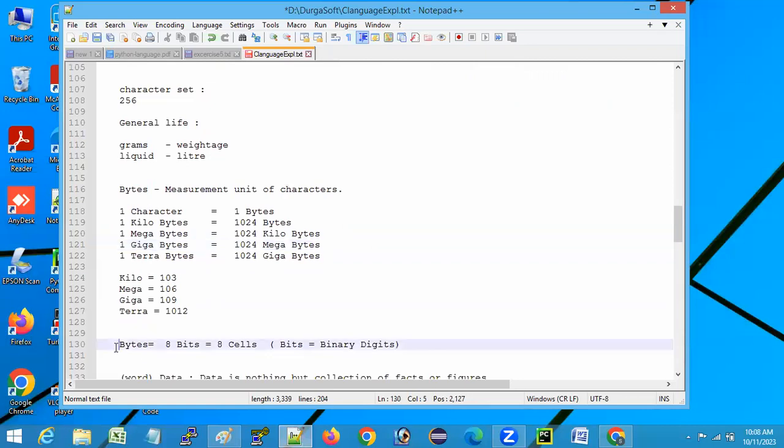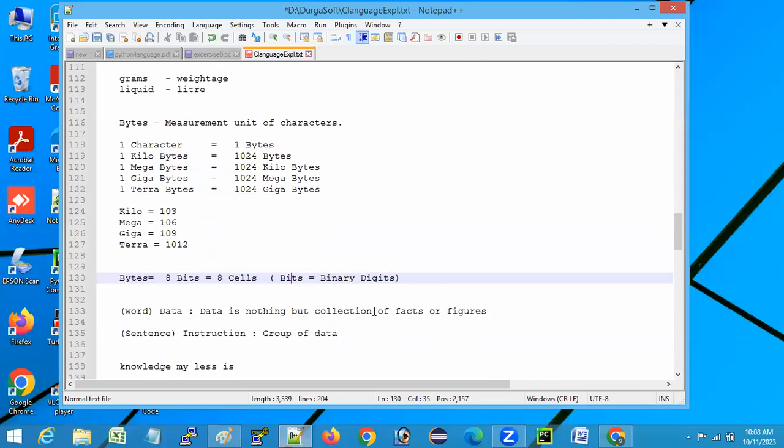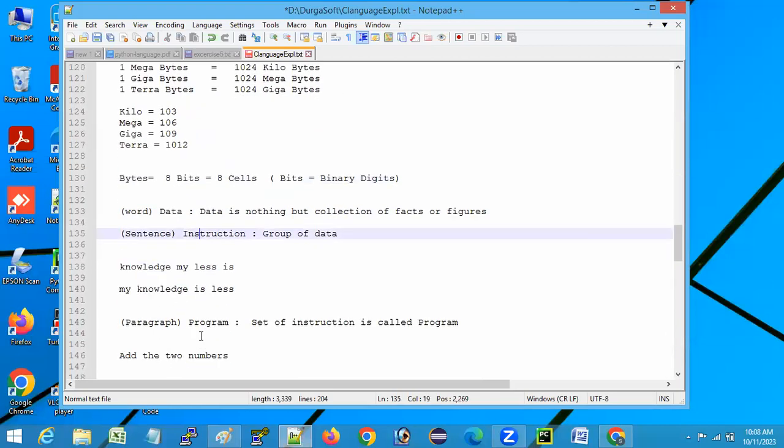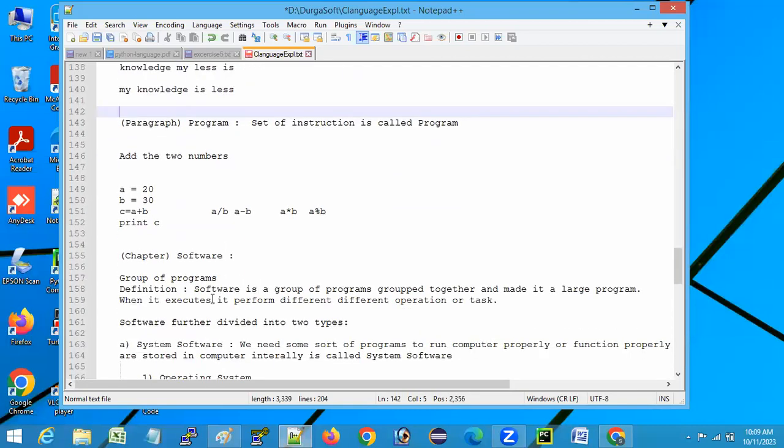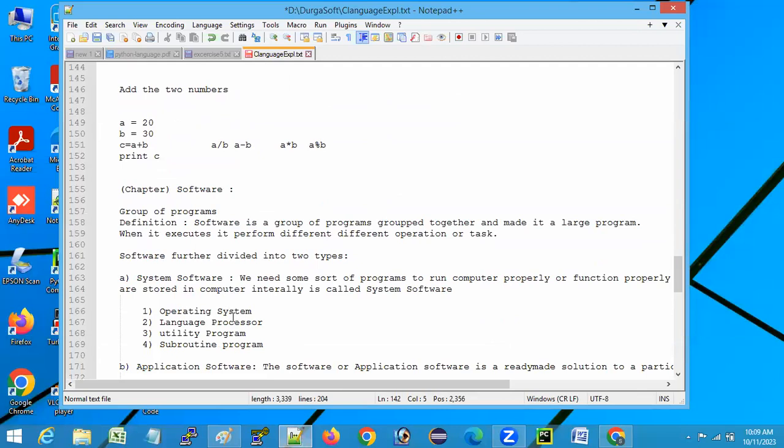As I said, one byte is equal to 8 bits. The long form of bit is binary digit. And then we came to the conclusion about what data means, what is meant by an instruction, what is the definite meaning of a sentence or instruction, and how it is going to be valid in our computer. That I also iterated here. We also came to know what is meant by program and what is meant by software. Again, we'll discuss a little bit and proceed with the next one in tomorrow's session.